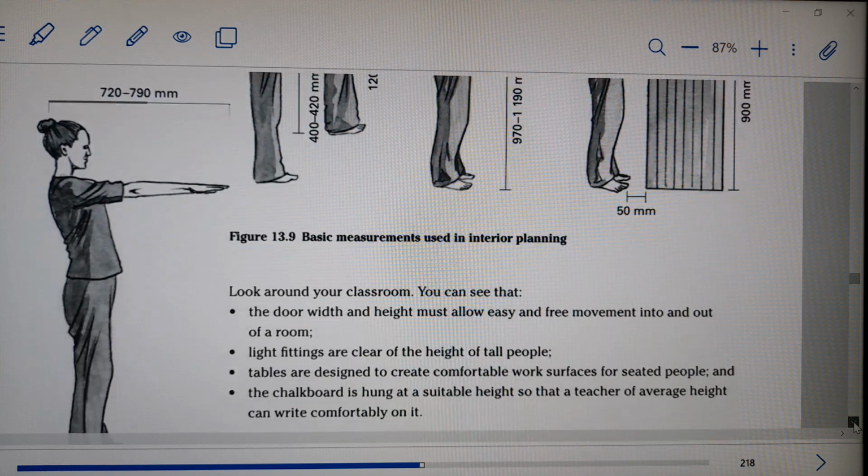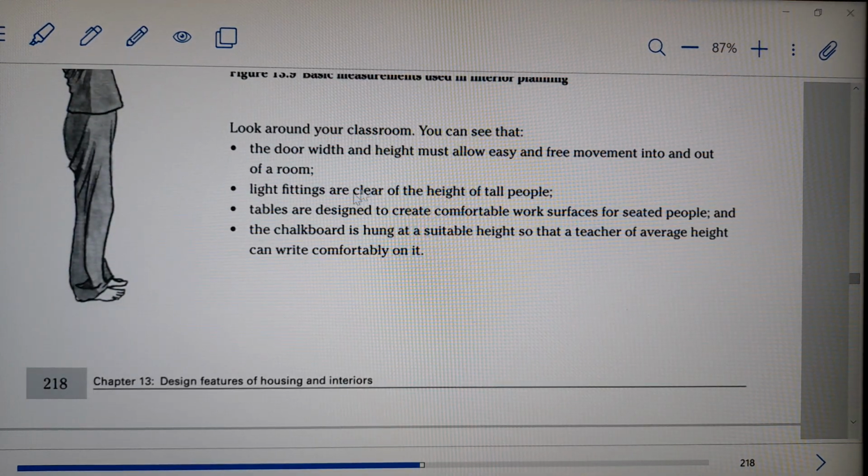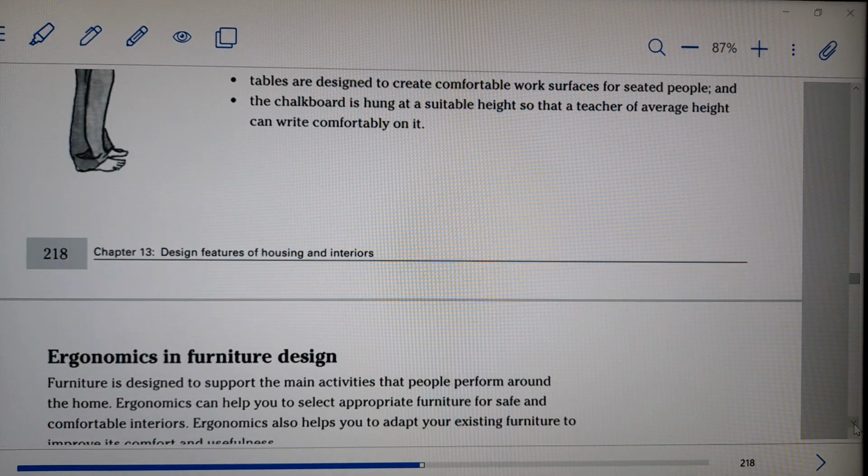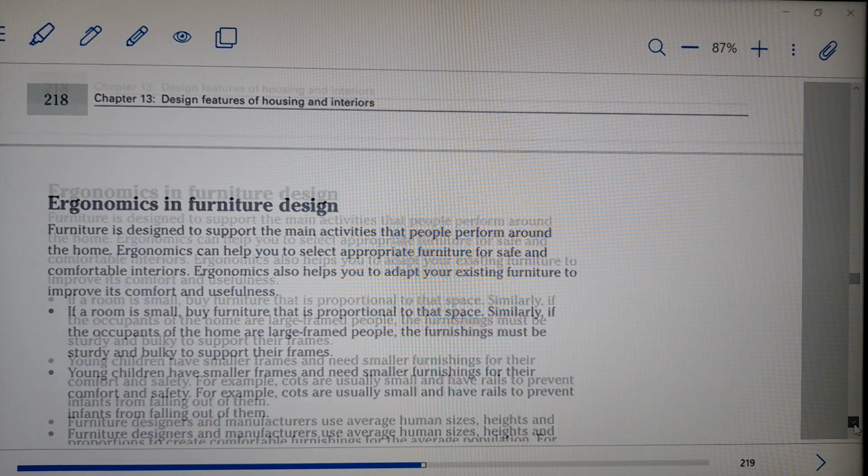And they say, look around your classroom. You can see that the door width and height must allow easy and free movement into and out of the room. Light fittings are clear of the height of tall people. Tables are designed to create comfortable work surfaces for seated people, and the chalkboard is hung at a suitable height so that the teacher of average height can write comfortably on it.